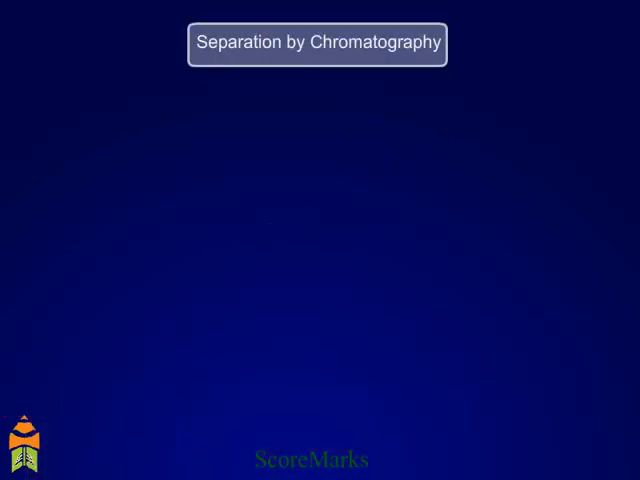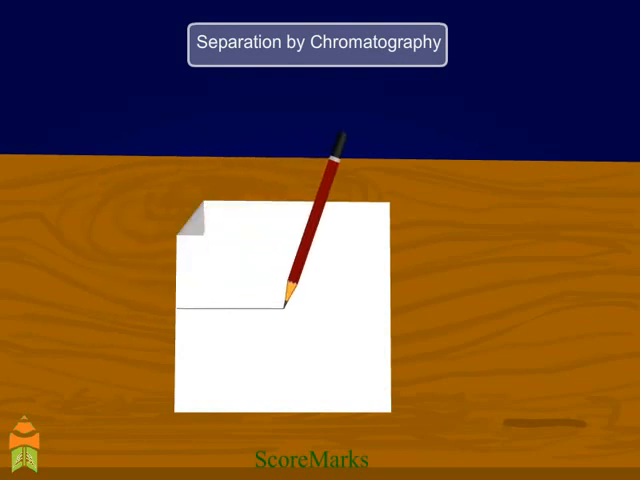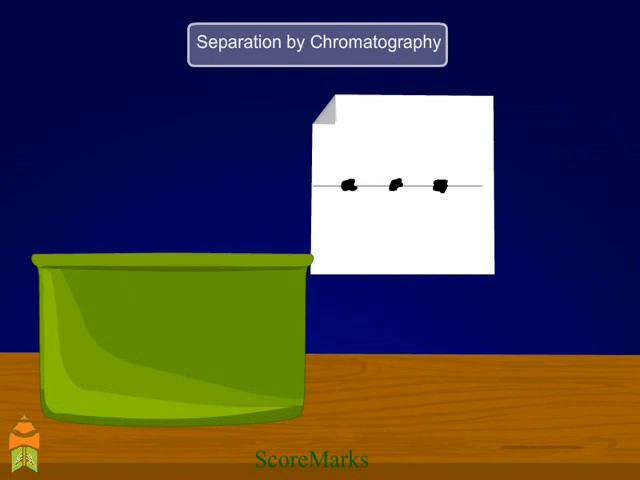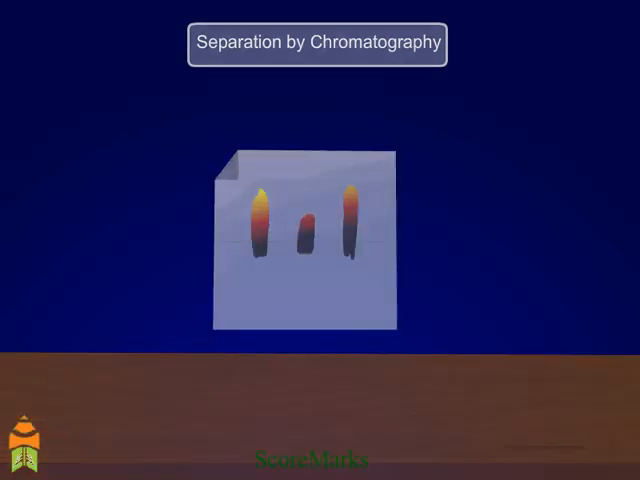Separation by chromatography. Chromatography is used to separate different substances dissolved in liquid. Paper chromatography is most commonly used. Let's understand with an example. Draw a line on a paper and put ink spots on it. Dip the paper into the solution. You will see the separate colored spots appearing on the paper. The paper obtained with colored spots is called a chromatogram.